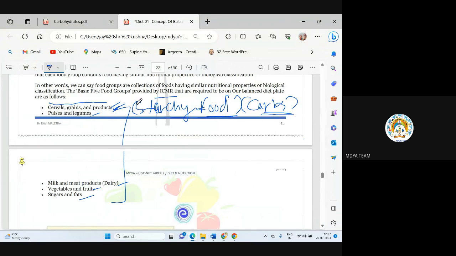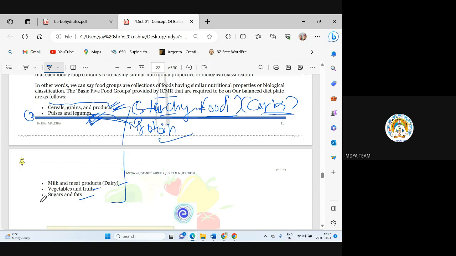So the first category is starchy food, all those food items that contain carbs, and in this category, cereals, grains, and products of cereals and grains are there. Second category, pulses and legumes. Can anybody tell which nutrient is present in this category? Protein. Yes, protein. So this second category is for protein. All the pulses and legumes like kidney beans and others are present in this category, and all these are a good source of protein.